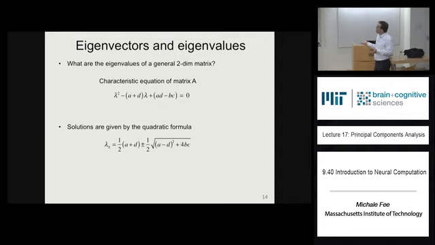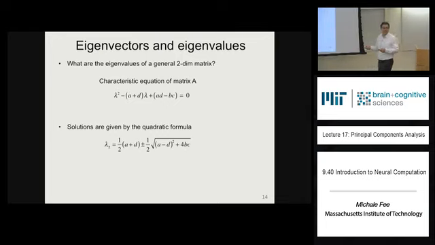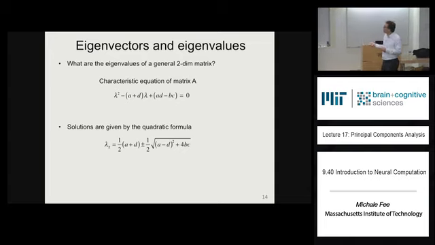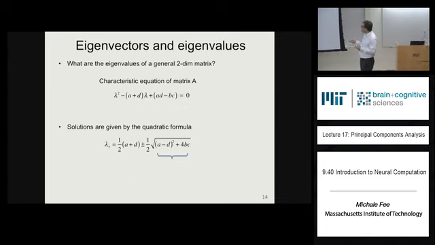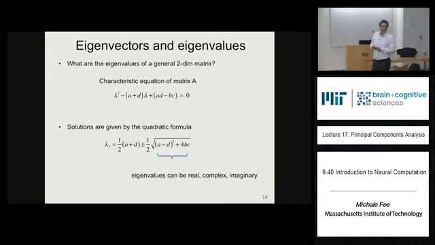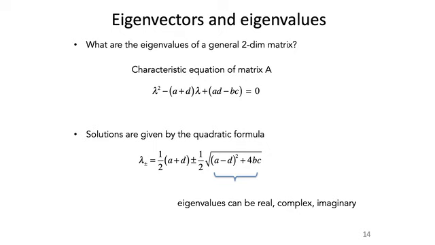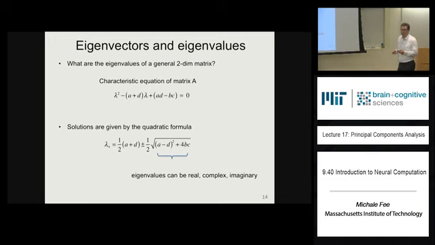And notice that they can be real or complex. They're complex in general, and they can be real or imaginary or have real and imaginary components. And that just depends on this quantity right here. If what's inside this square root is negative, then the eigenvalues will be complex. If what's inside the square root is positive, then the eigenvalues will be real.